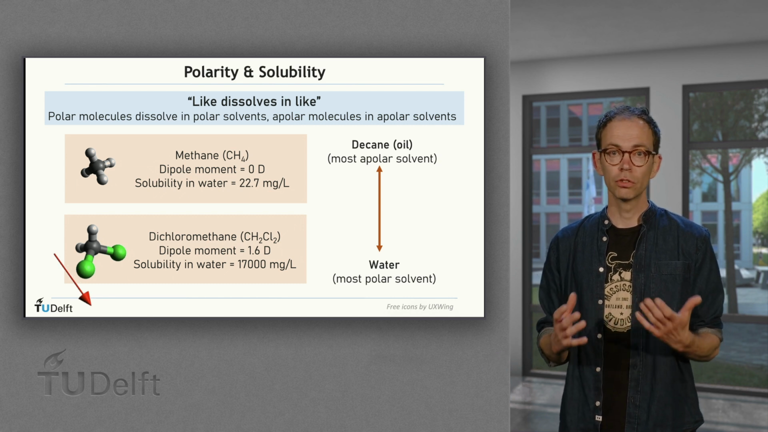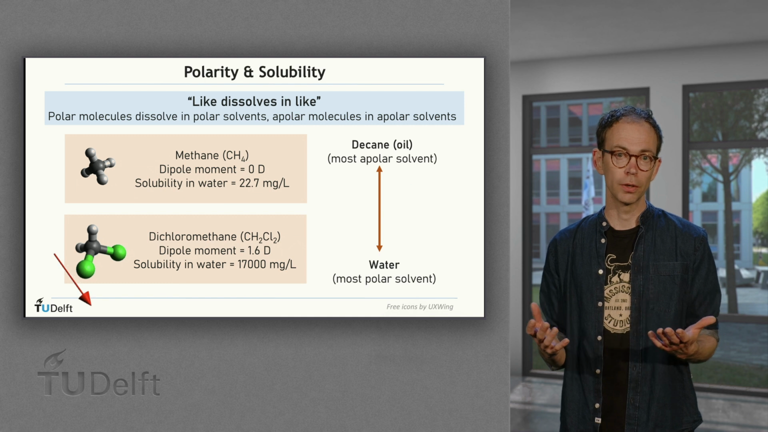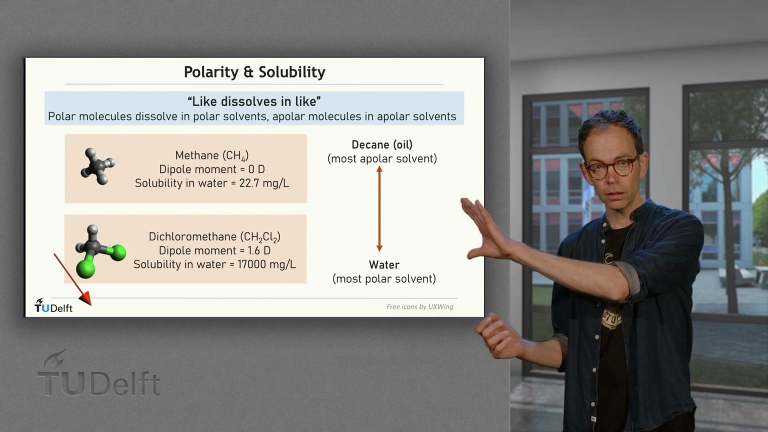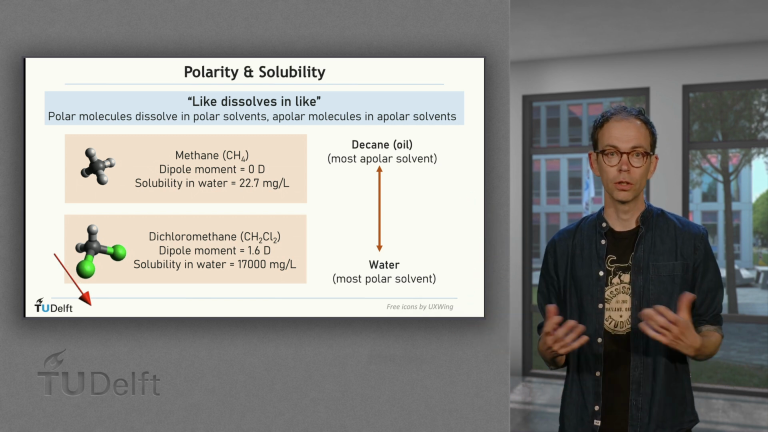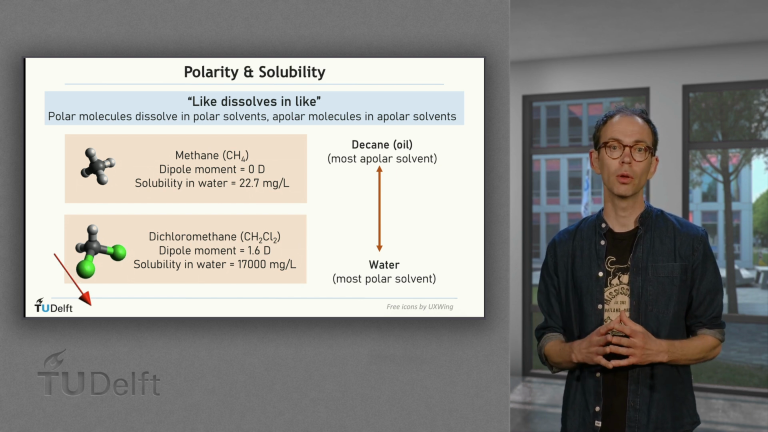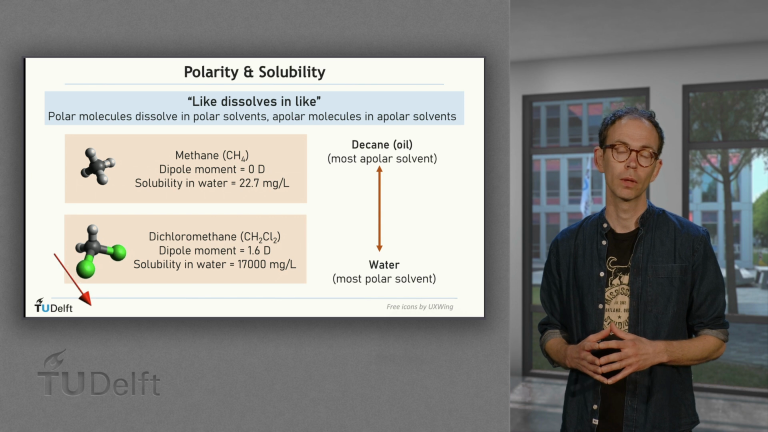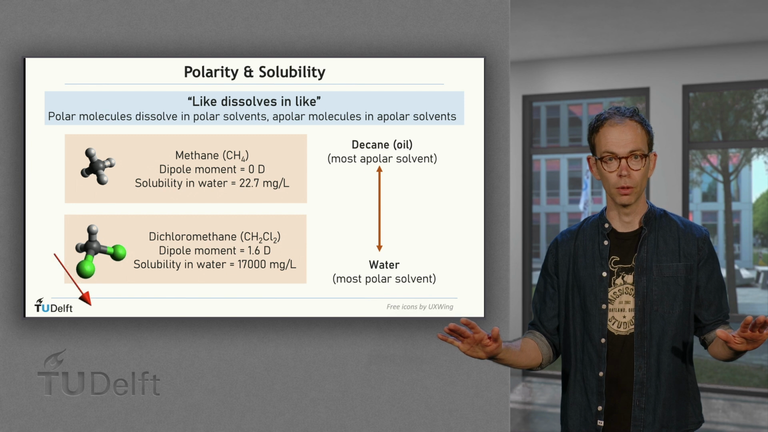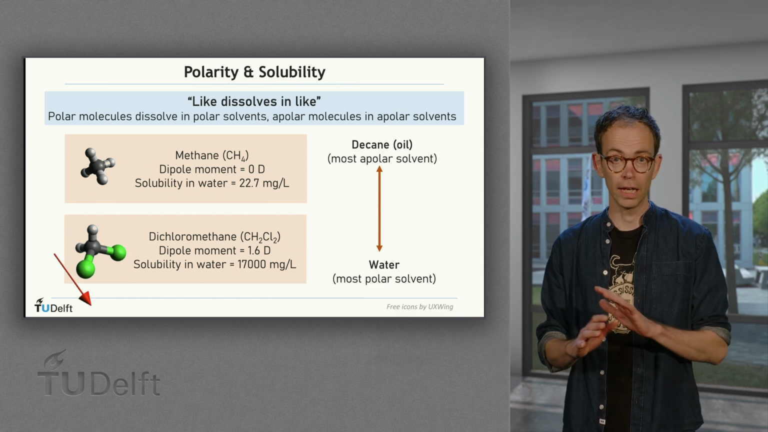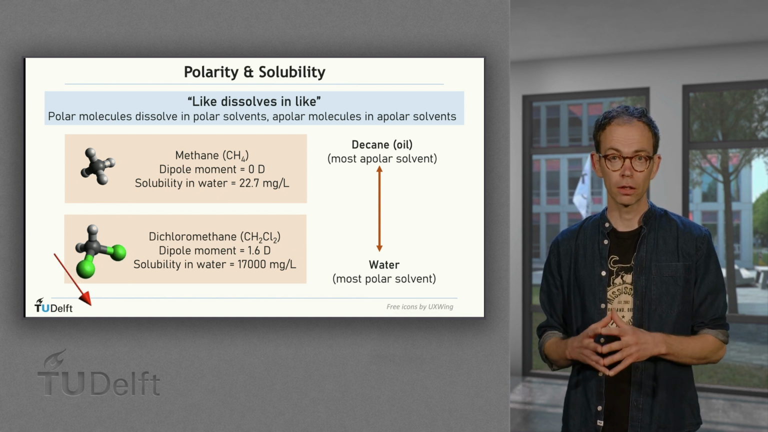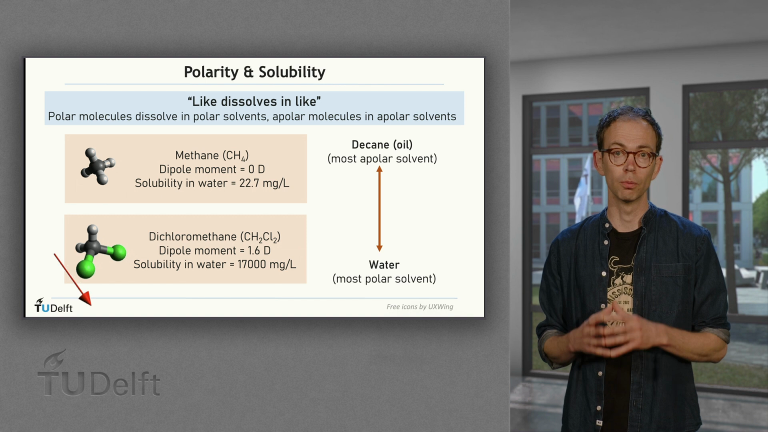When we then have two somewhat similar molecules, we can try to predict their relative solubility in water. Here's methane and here's dichloromethane, which we discussed in the previous slide. Dichloromethane has a permanent dipole moment of 1.6 debye. Methane has 4 hydrogen substituents. It has no permanent dipole. This makes methane very apolar, making methane very poorly soluble in water. Dichloromethane is almost 1,000-fold more soluble on account of its increased polarity.